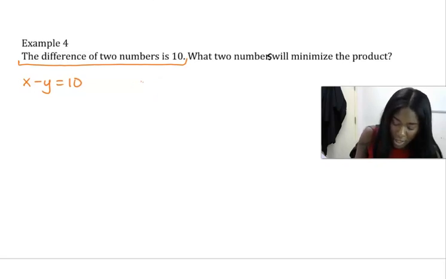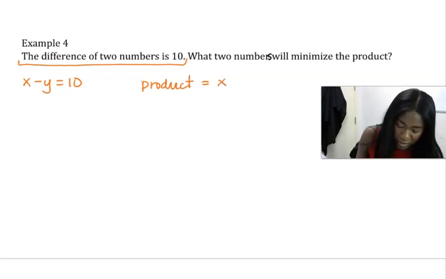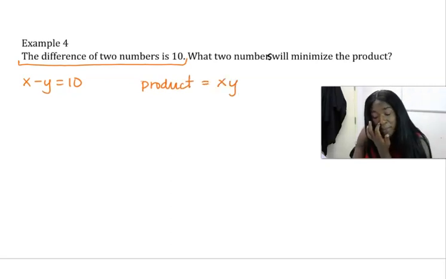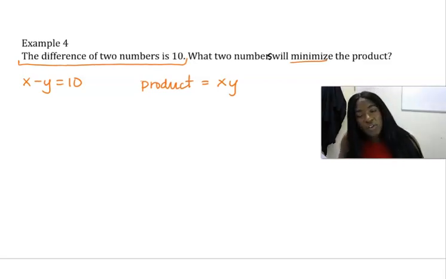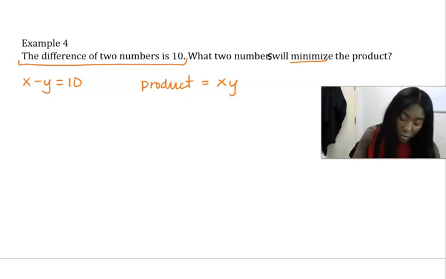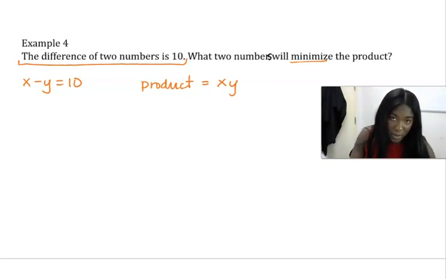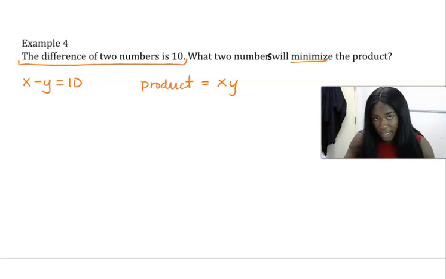So I'll just go off to the side here and I'll just call this product is equal to xy. So I want to minimize the product. Whatever equation it is you're trying to minimize or maximize, you want to make sure that you can write that equation in only one variable. So I'm going to solve for y in the first equation so that we can substitute it into the second equation, which is the same thing we did in the last example.